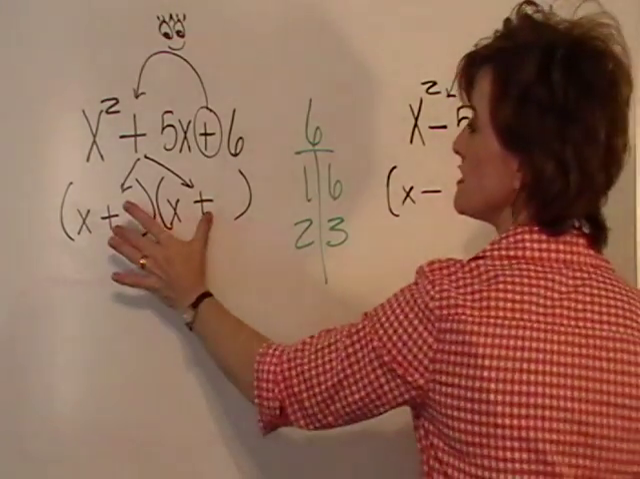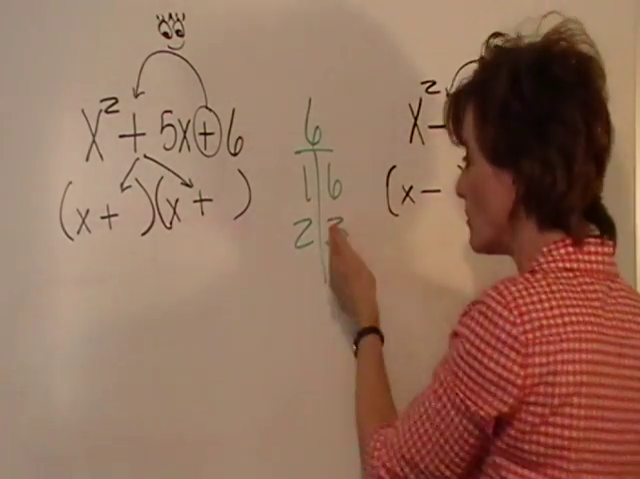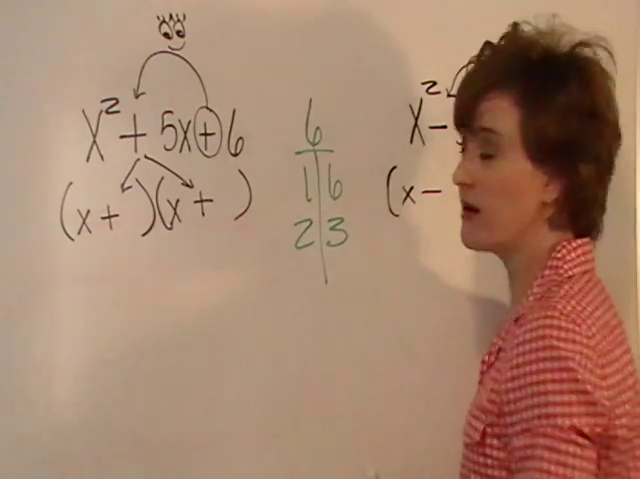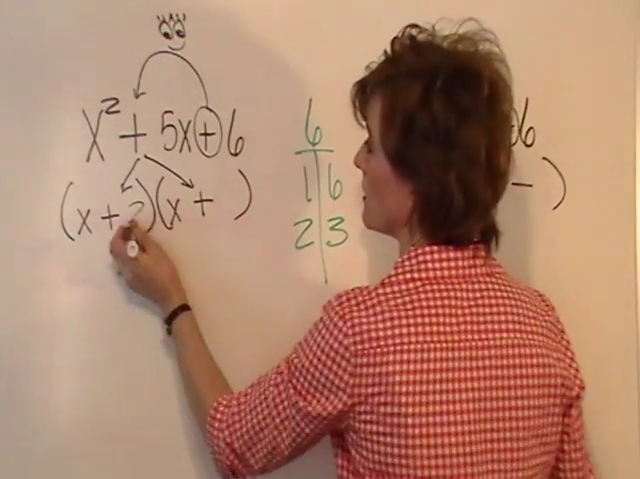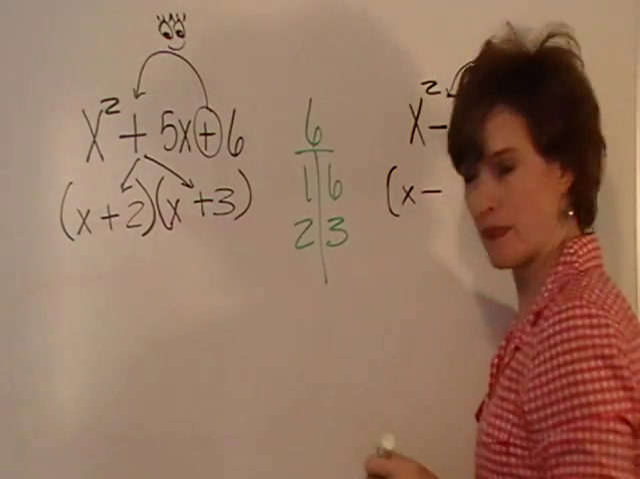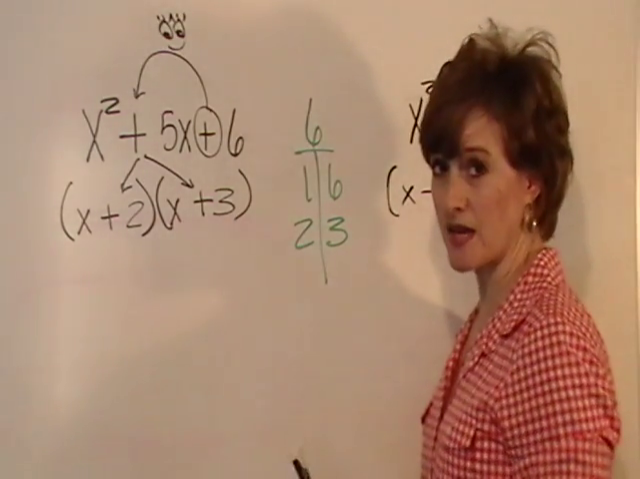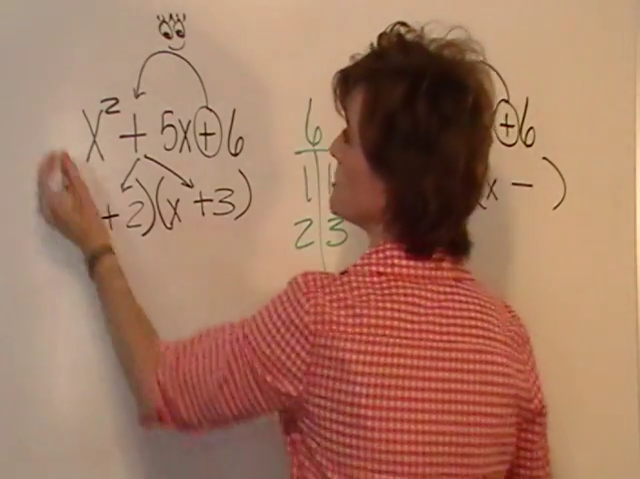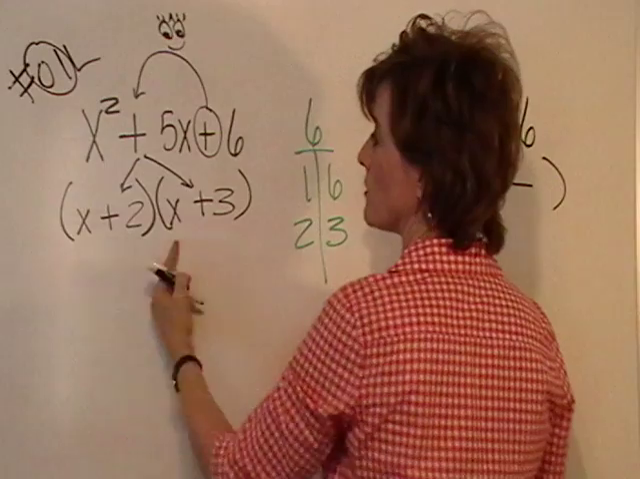Now, because the signs match here, I'm looking for what will add to 5. The only thing that's going to add to 5 here is the 2 and the 3. Therefore, it has to be a 2 and a 3. Now, in order to check it, I don't have to go through the whole FOIL process to check. I can just use the O and the I.